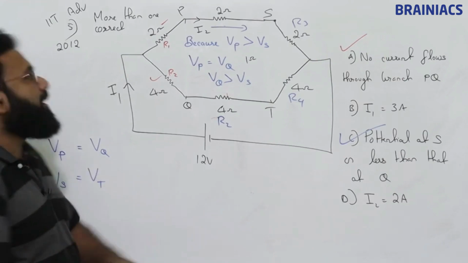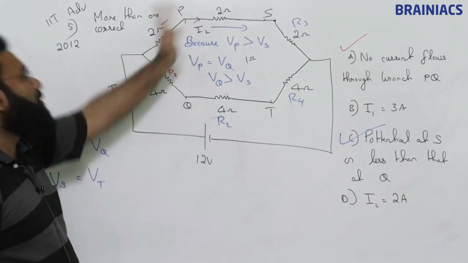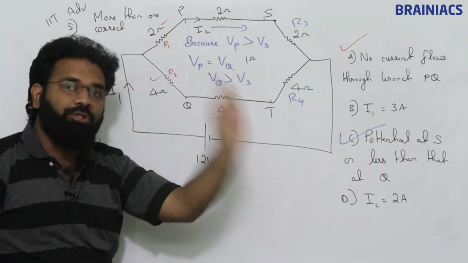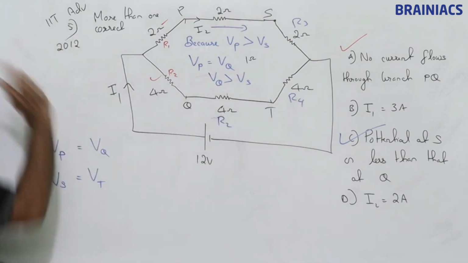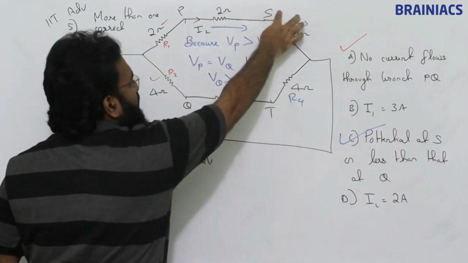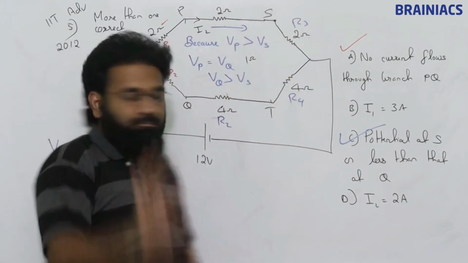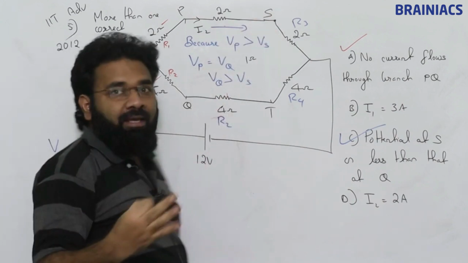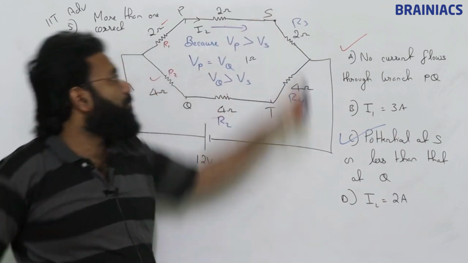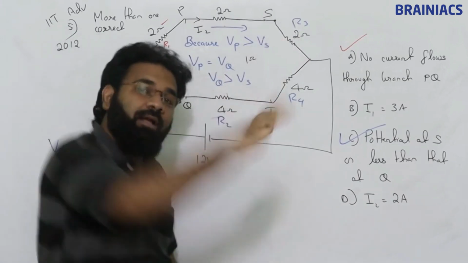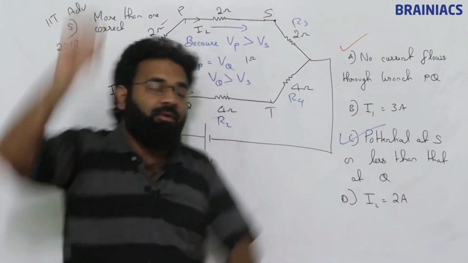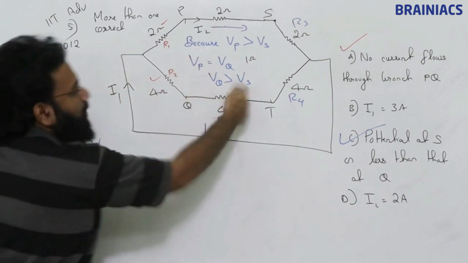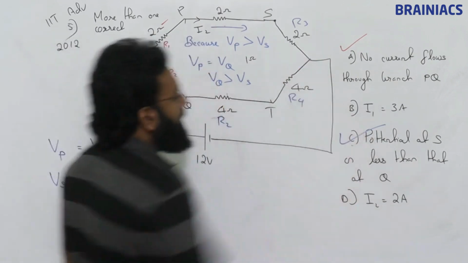Once again I am repeating: this branch we removed because no current flows through it, as potential here and potential here are the same. Current flows from higher potential to lower potential. So Vp is equal to Vq. We removed this branch because potential at S and potential at T are the same, Vs is equal to Vt. Current flows from P to Q direction because potential at P must be greater than potential at S. Then only current will flow in this direction. Otherwise, current will flow the other way, just like a height difference. So Vp is greater than Vs, and we know Vp is equal to Vq. So Vq will be greater than Vs. So this option will be correct.